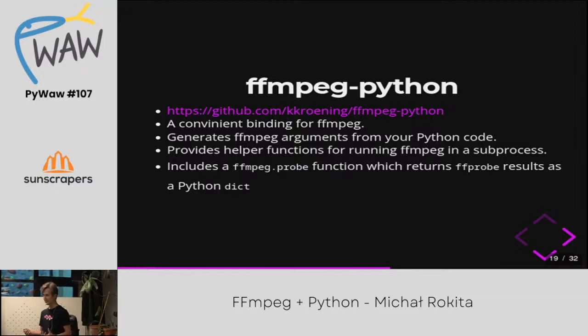So it is very easy to design something complex, and you can swap things in there. It's not like a large string that you have to edit. You just change one variable to, for example, change the filter you use. And it provides helper functions for running FFmpeg in a subprocess, and it includes a FFmpeg probe function, which allows you to simply read all the stuff FFmpeg probe reads as a plain Python dict, so you can easily process it and make decisions in your software based on what you have in the probe results.